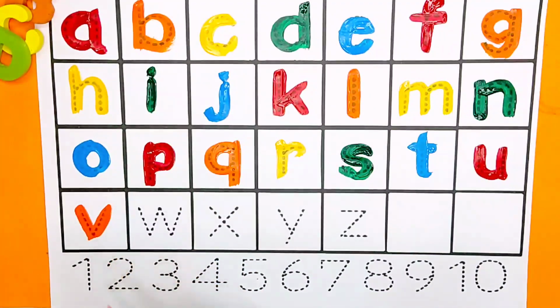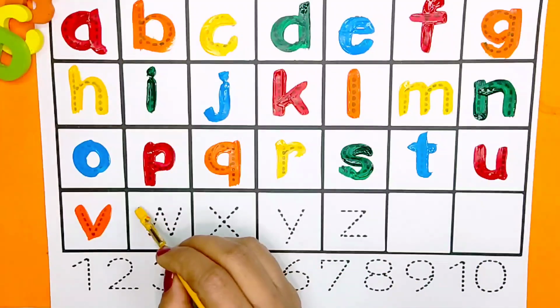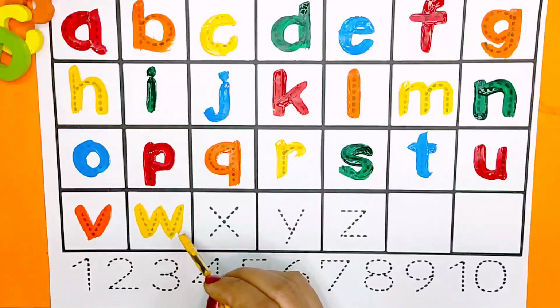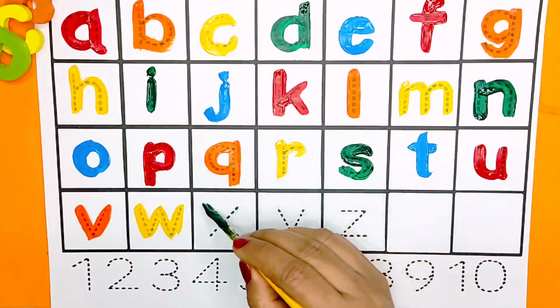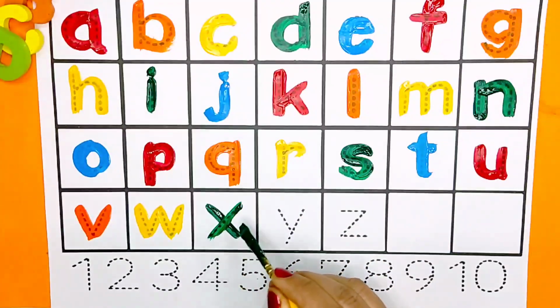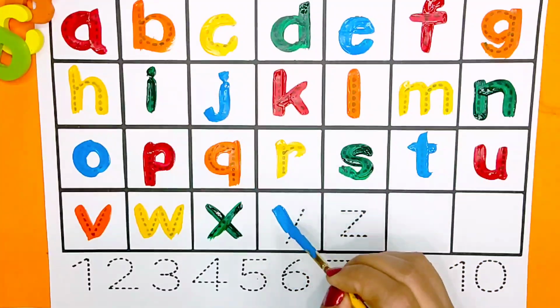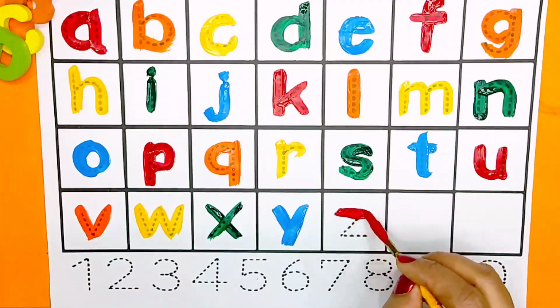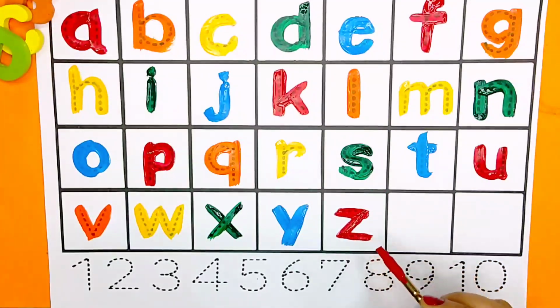V for fan, yellow color. W for wolf, dark green color. X for X-ray, sky blue color. Y for you, red color. Z for zebra.